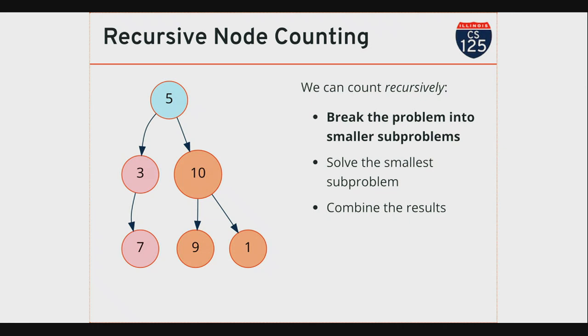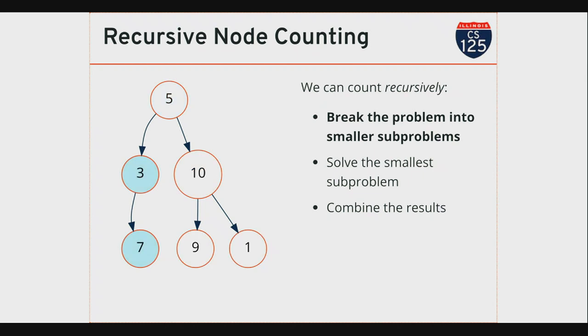Now we're just going to repeat this, okay? So I've got two smaller problems. Now I have to count the number of nodes in two trees that are smaller than the original tree: one rooted at node 3, one rooted at node 10. So if I can count the nodes in the tree rooted at node 10 and the nodes in the tree rooted at node 3, I'm good. I can solve the puzzle. All right, well, how do I do that? Well, let's just continue on.